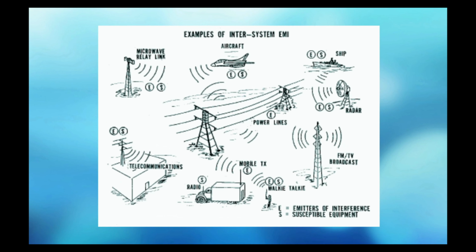This diagram shows examples of inter-system EMI problems in general. The letters E and S denote the emitter and susceptor. The term emitter is commonly used to represent the source of EMI, while the term susceptor is used to designate a victim device. Some of the examples of EMI sources shown in this diagram are computers, power lines, radar transmitters, and so on.